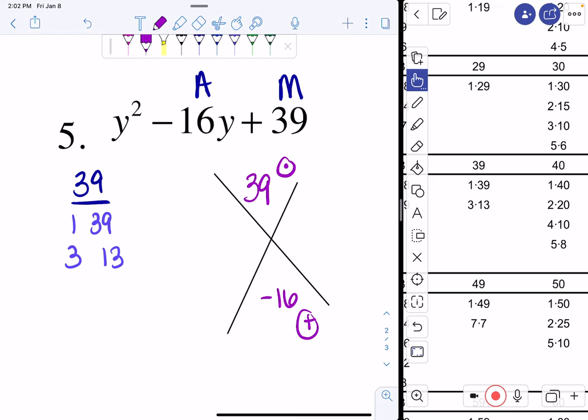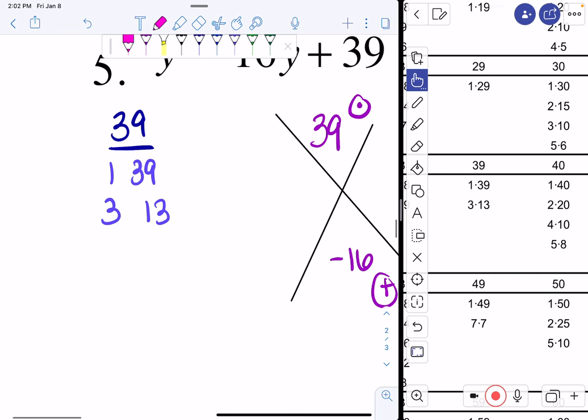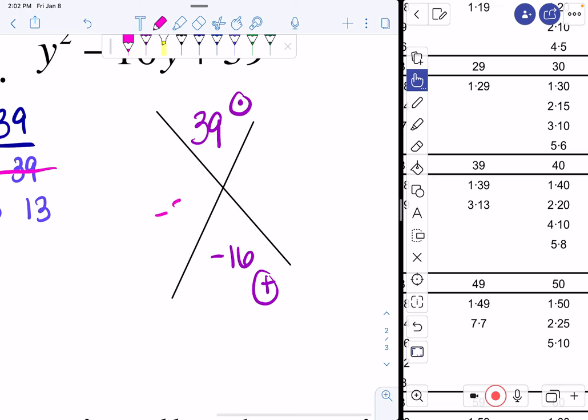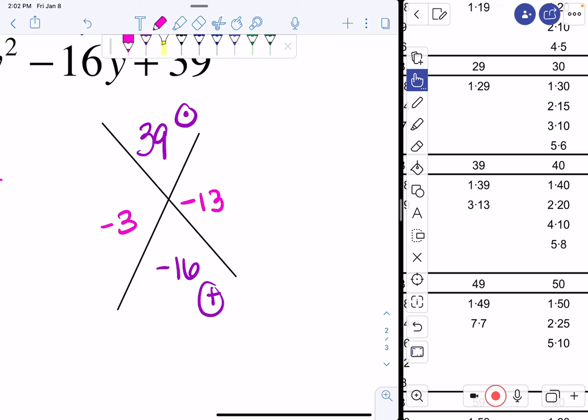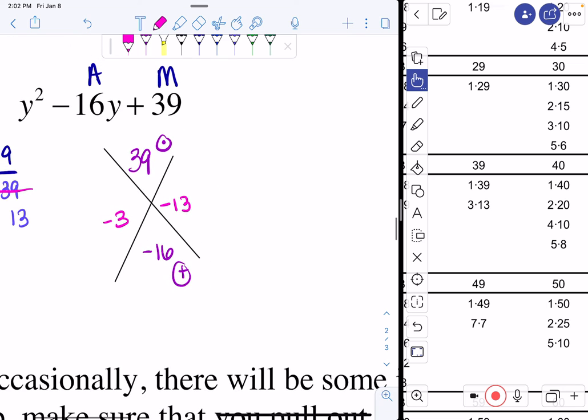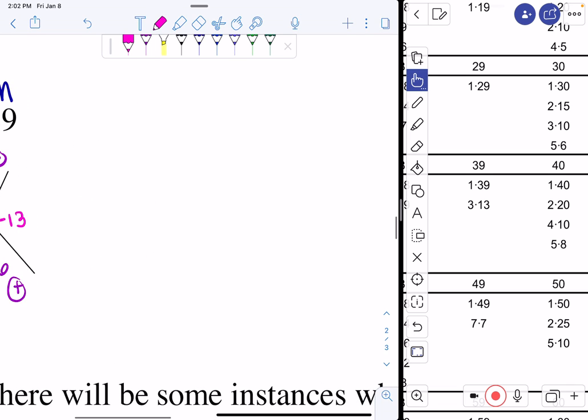So if I do negative 1 and negative 39, that does give me a 39 because I multiply them. But negative 1 plus negative 39 is not negative 16. It's actually negative 40. So I know that this combination can't work. So let's do our negative 3 and our negative 13. Negative 3 times negative 13 is 39. That works. Negative 3 plus negative 13 is negative 16. That also works. So this is my winning pair. So my factors are y minus 3 and y minus 13.